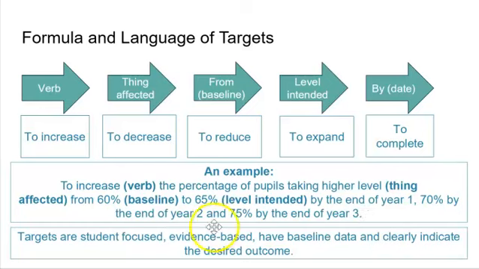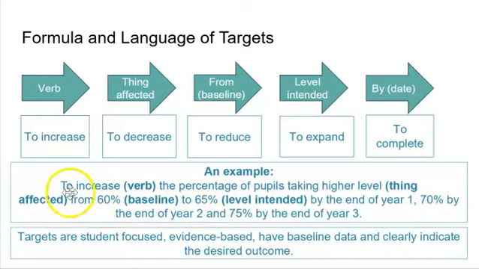So in this example, the verb is to increase. So we start with the verb. The thing affected is the percentage of pupils taking higher level. From, so the baseline is 60%, so from 60%. The level intended is to 65%. And by, so the date, is by the end of year 1.